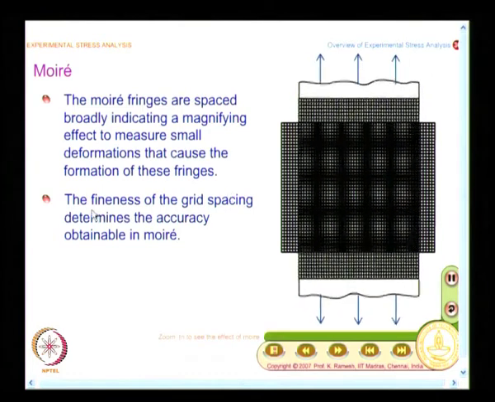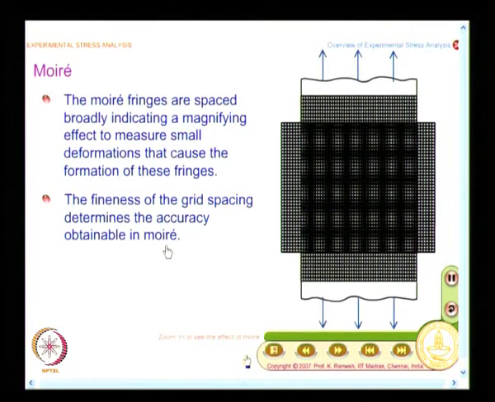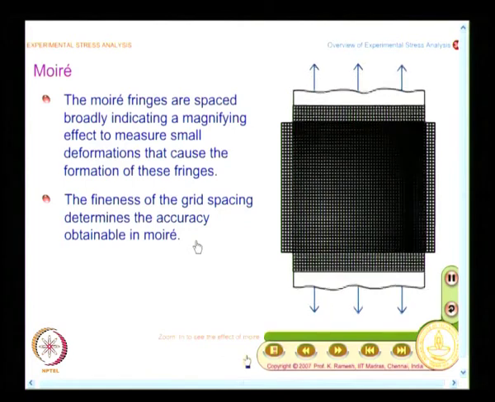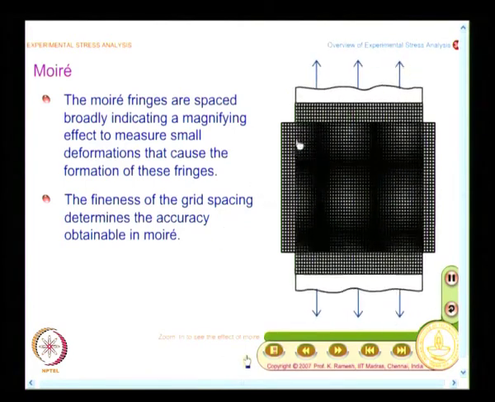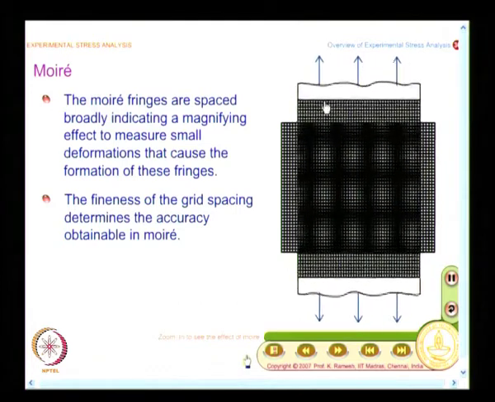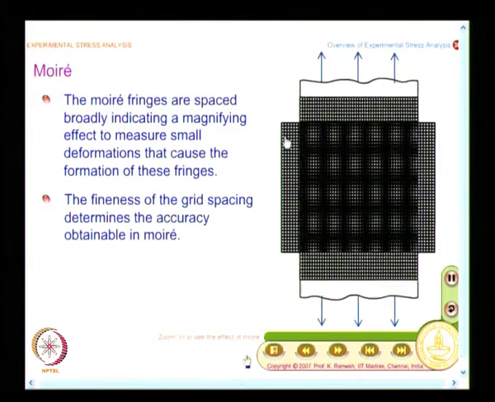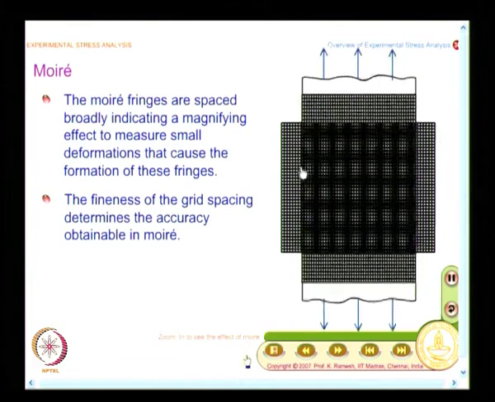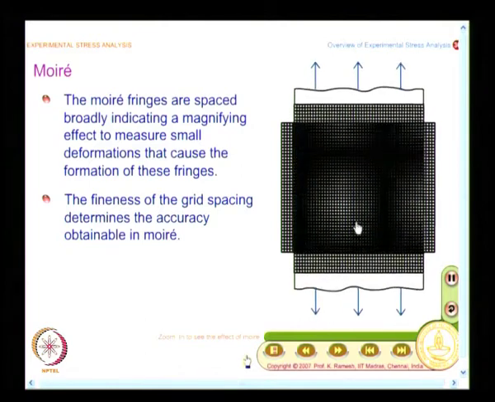And what you find here is the fineness of the grid spacing determines the accuracy obtainable in moire. Whatever you call it as a pitch, the finer the pitch, the finer the deformation measurement that you can do. And here we have a situation: the specimen has a very fine cross hatched pattern, and I also have a master which is also having a cross hatched pattern. So, I get two sets of fringes, one set horizontal, one set vertical.